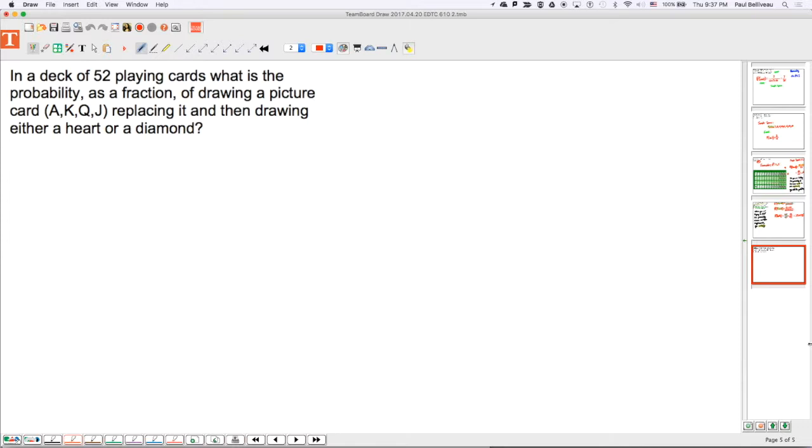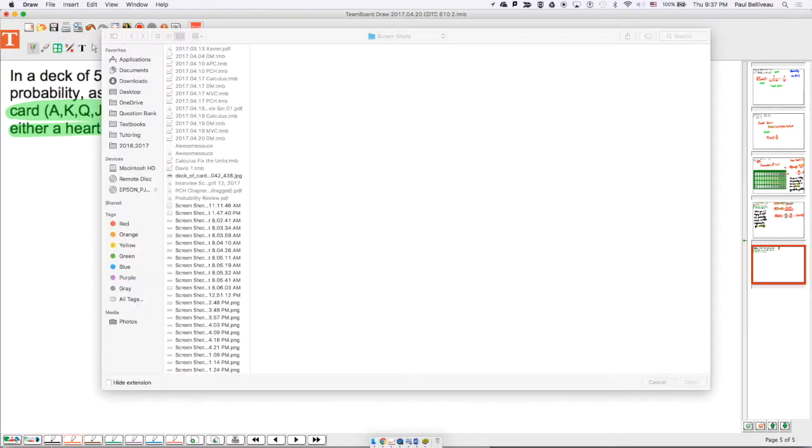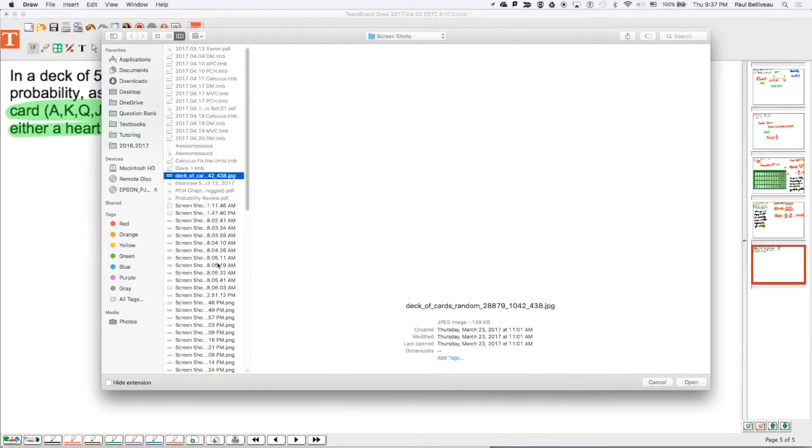In a deck of 52 playing cards, what is the probability, as a fraction, of drawing a picture card, replacing it, and then drawing either a heart or a diamond? So we draw a picture card, ace, king, queen, jack, replacing it, and then drawing either a heart or a diamond. Okay, we can do this. Probability of a picture card. Let's bring back our visual help for the deck of cards. There it is.